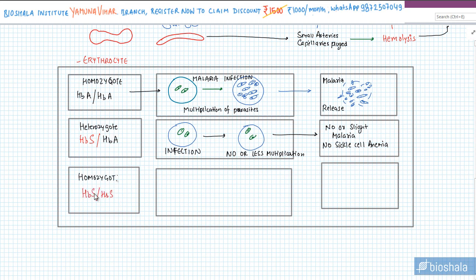Now we are talking about the third condition, which is the homozygous sickle condition. If both the alleles are for the sickle-shaped hemoglobin, then in this particular case there will be no malaria infection, because the person has sickle-shaped RBCs. The parasite cannot divide in these RBCs, and the person will not have malaria, but somehow he will have all the symptoms of sickle cell anemia. This is for sure.